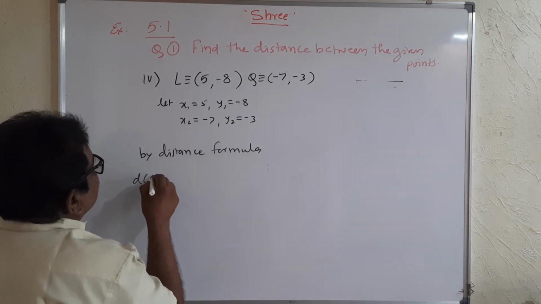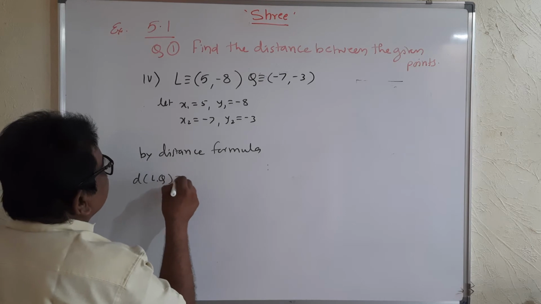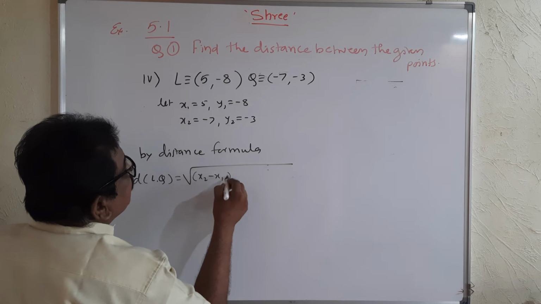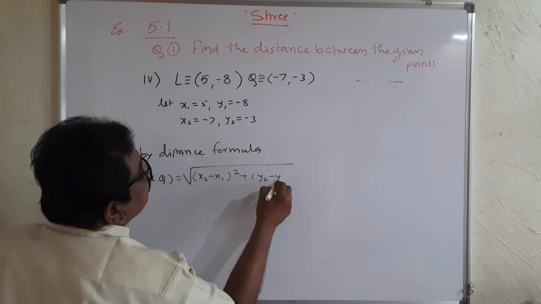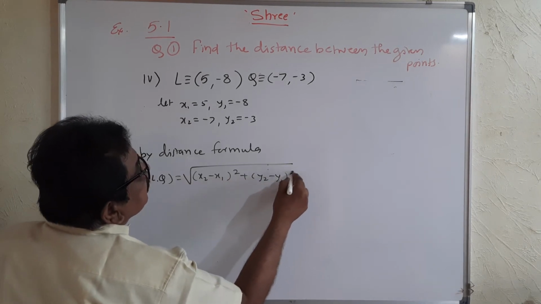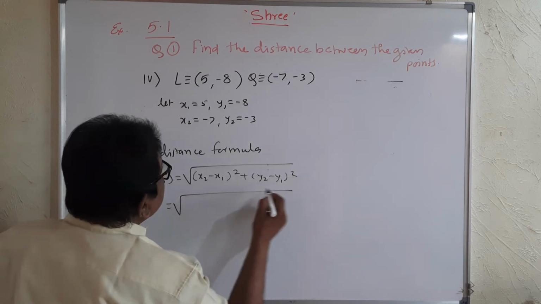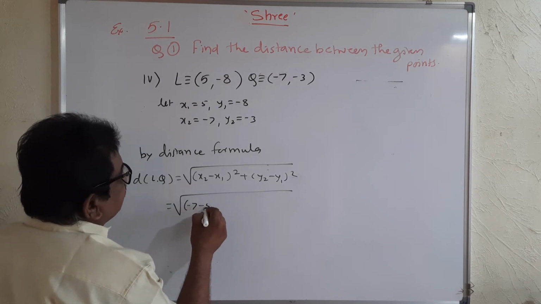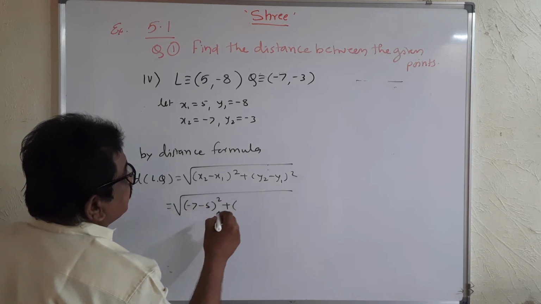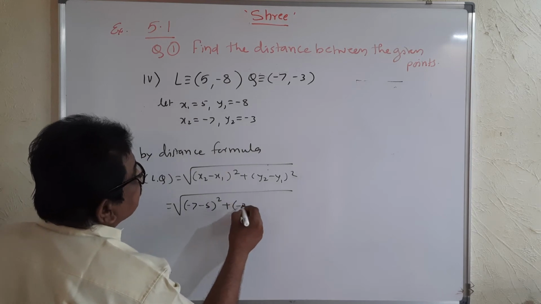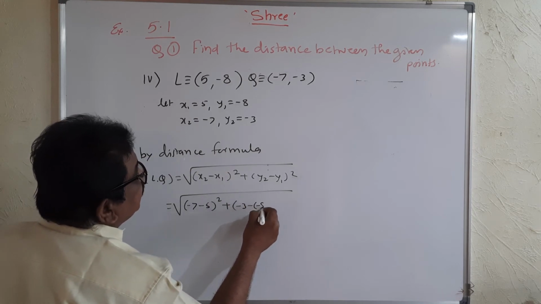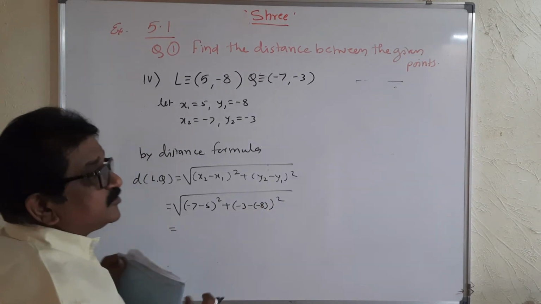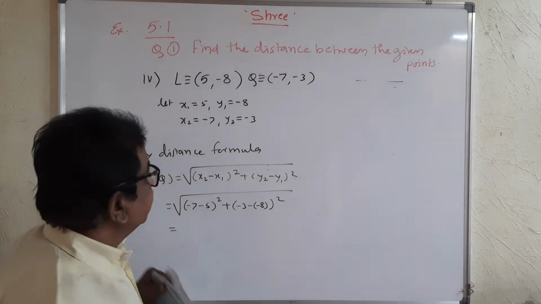By distance formula, distance LQ is equal to under root x2 minus x1 the whole square plus y2 minus y1 the whole square, which is equal to, who is x2? Minus 7 minus 5 the whole square plus, who is y2? Minus 3 minus, in bracket, minus 8 the whole square. See, this quickness comes after practice.